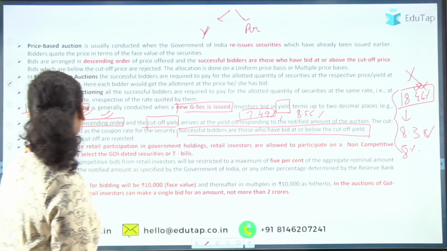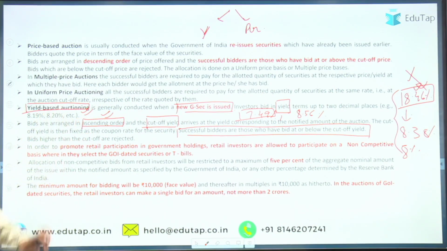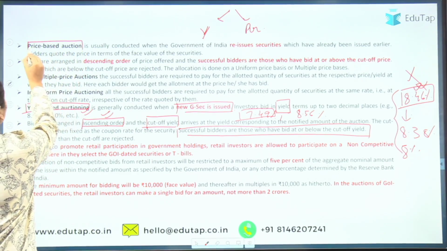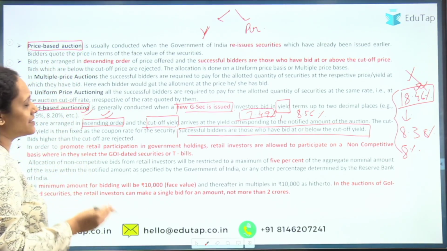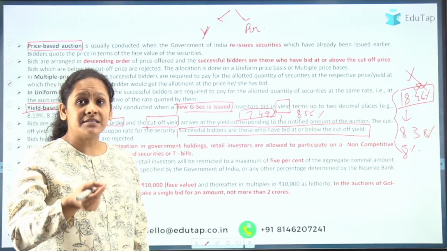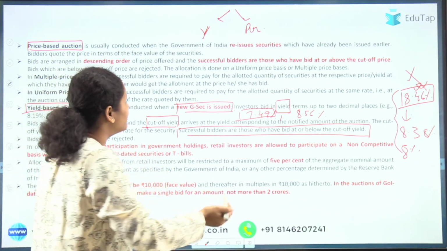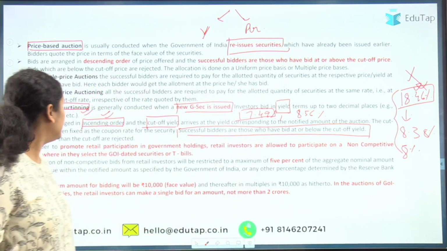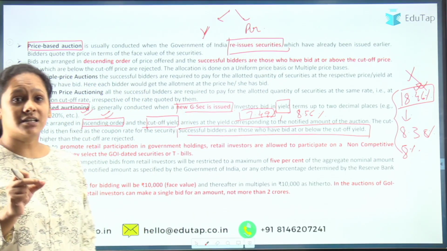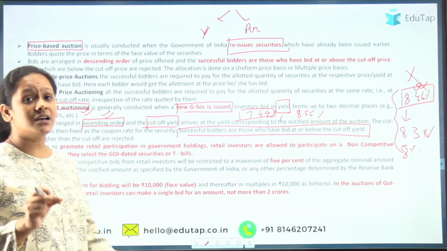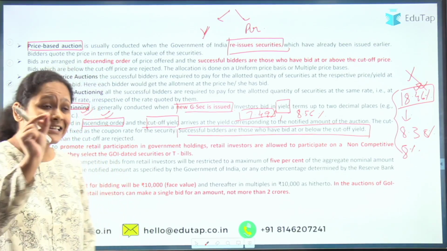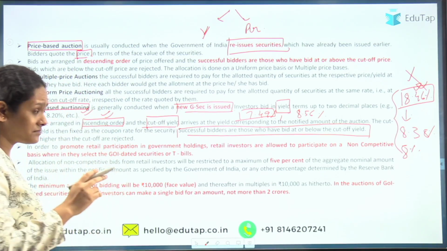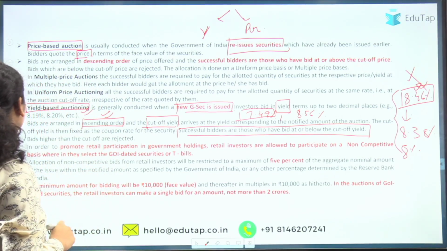I hope you understood what is yield based auctioning. Now let us understand price based auctioning. Price based auctioning क्या होता है? As I said you, जब गवर्नमेंट अपनी सिक्योरिटीज को रीइश्यू कर रही है, which means these securities already existed in the market. ठीक है. Now in this terms, unlike yield, the bidders quote in terms of price. Keep in mind यहाँ पे price के terms में people मेक अ बिड, ठीक है.